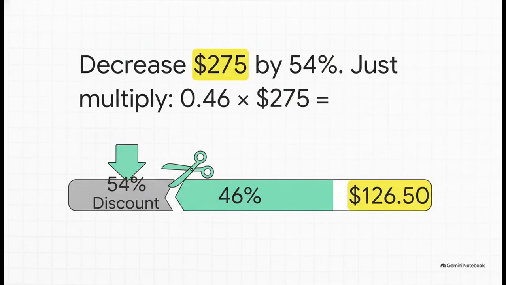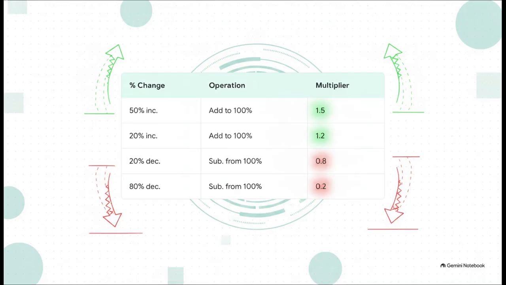Now, what's really interesting about this is that this exact same one-step logic applies perfectly to discounts. By multiplying our original $275 by our 0.46 multiplier, we instantly calculate the new value of $126.50. You literally don't even need to figure out what the 54% discount actually is in dollars. You just bypass that step entirely by calculating the 46% of the price that remains. How cool is that?